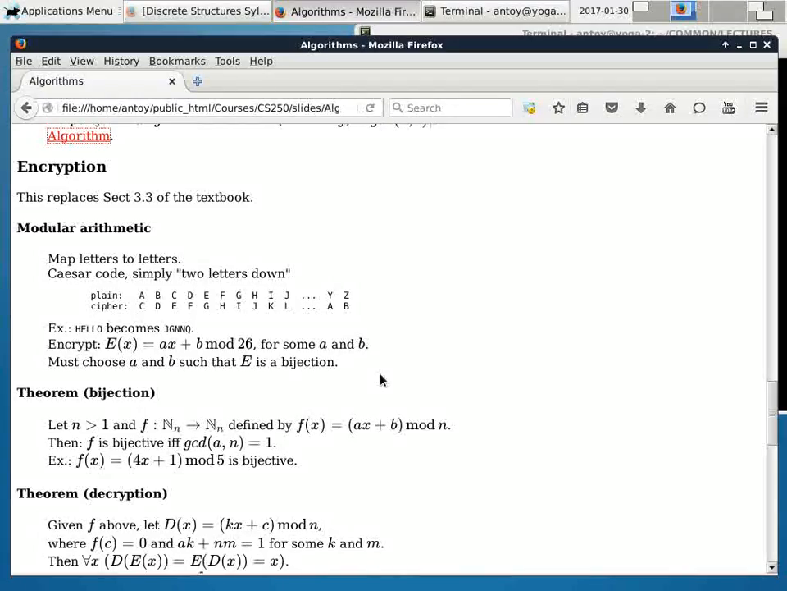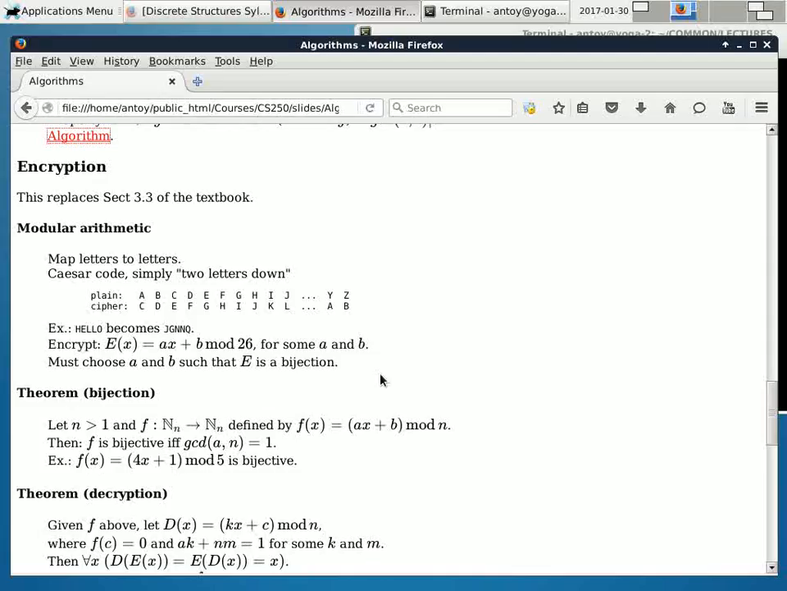Now, when you encrypt, you have to choose a and b such that E is a bijection. Why? Because otherwise you have two letters that, when you encrypt, go to the same letter. When you have to decrypt, which do you keep, the first or the second? Sometimes it will be one, sometimes the other. So this has to be a bijection. Yes? Alright, so we have to understand when this is a bijection.